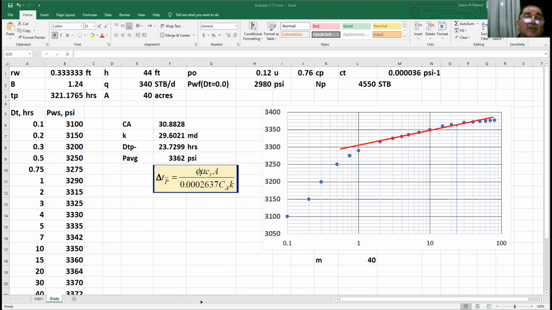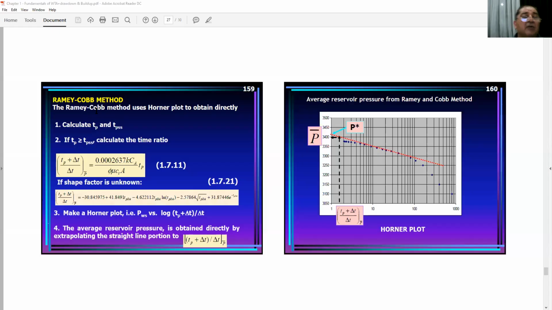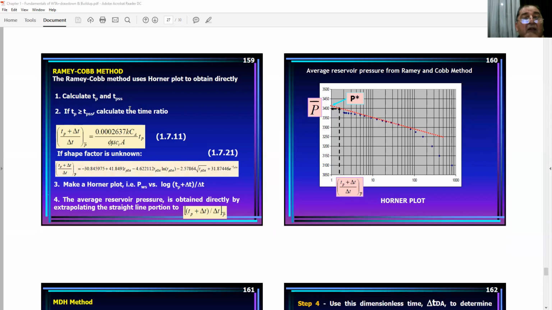Now we're going to go to the third technique. The third technique is the Ramey-Cobb method. So let me share with you my slides again, so I can explain Ramey-Cobb. Here is the Ramey-Cobb method, guys. For the Ramey-Cobb method, we're going to go again with the Horner plot, TP plus delta T divided by delta T.